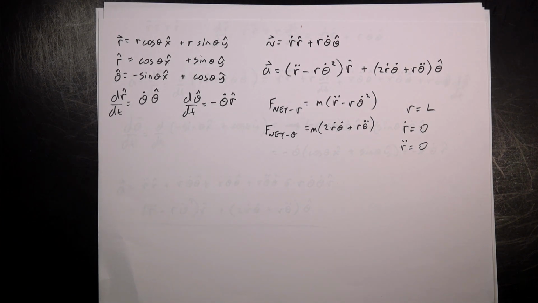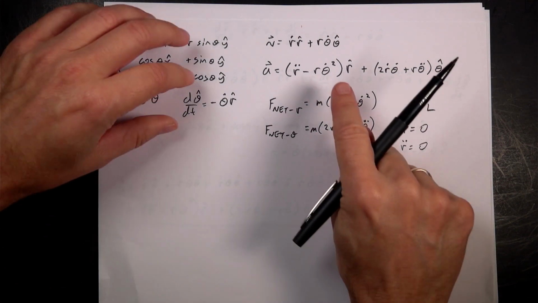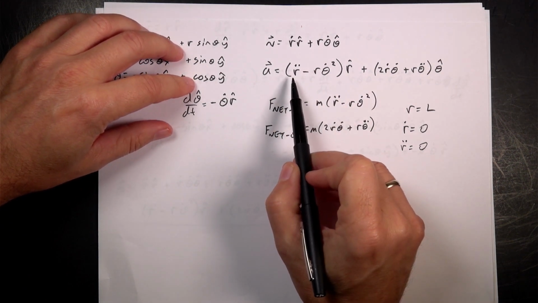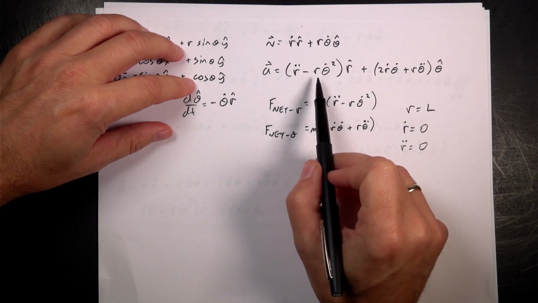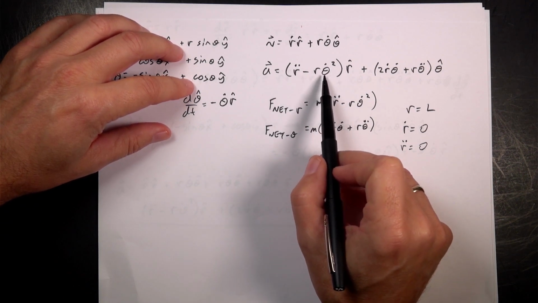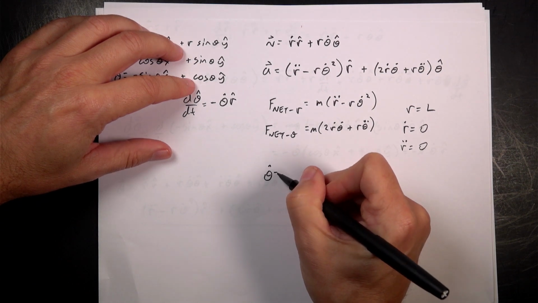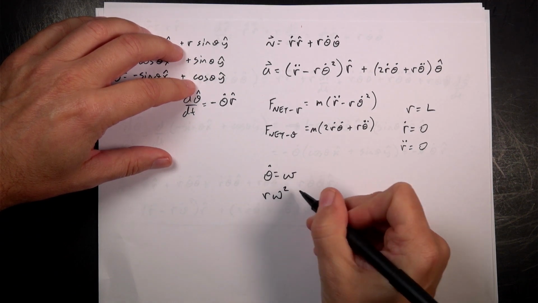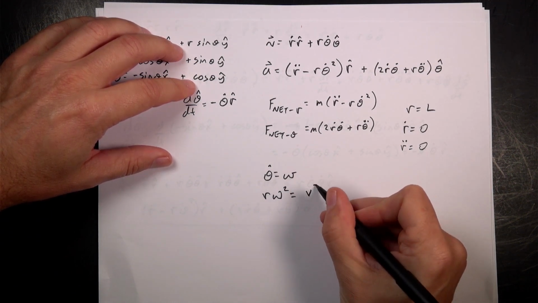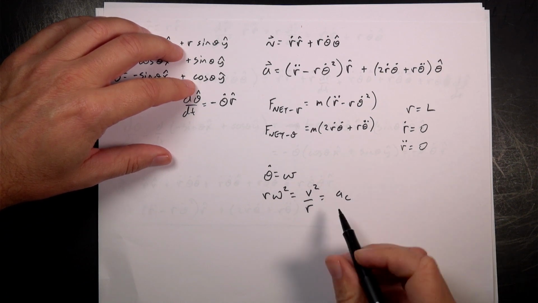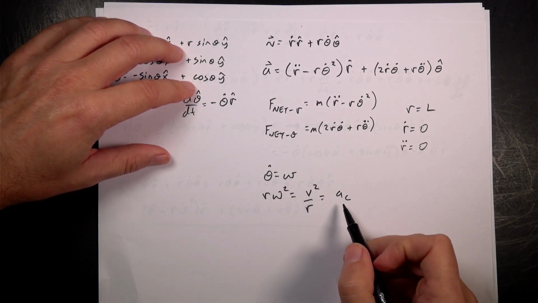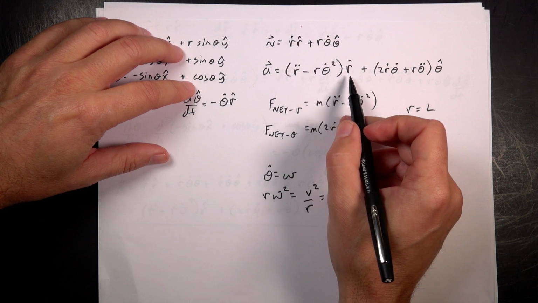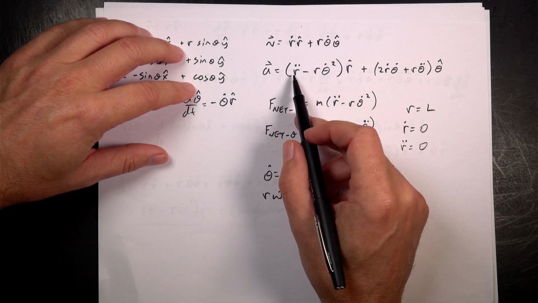Now, we can also make some understanding of this acceleration up here for the different components. So this is the acceleration towards or away from the origin in meters per second squared. This is meters times radians per second squared. If you say theta dot is equal to omega, the angular velocity, then this is going to be r omega squared, which is equal to v squared over r, which is a_c. That's the centripetal acceleration, which points towards the center of the circle. That's why this is negative. Okay, so you get centripetal acceleration from here. It's in the negative r hat direction. So that's acceleration towards or away.